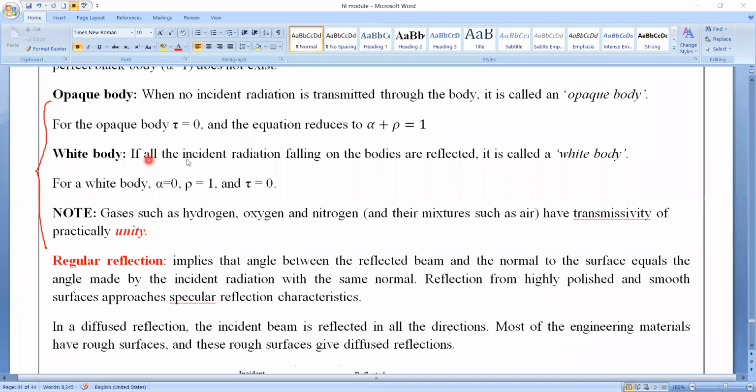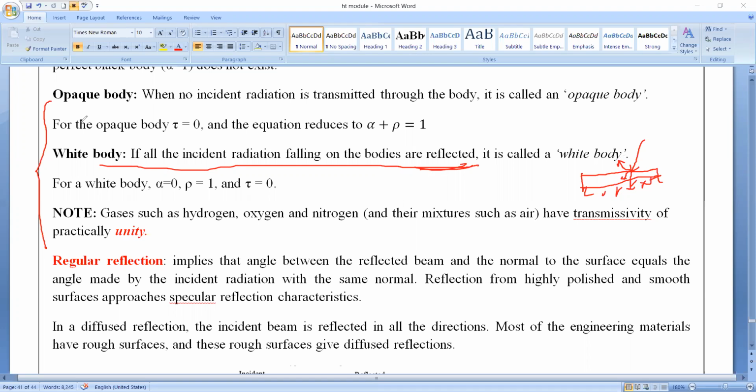White body. If all the incident radiation falling on the body is reflected, then it is called a white body. This is a very important condition. Let us consider a mirrored surface here, and let us take the radiation falling on the body. Instead of transmitting or absorbing the waves, all the thermal radiations are reflected back.